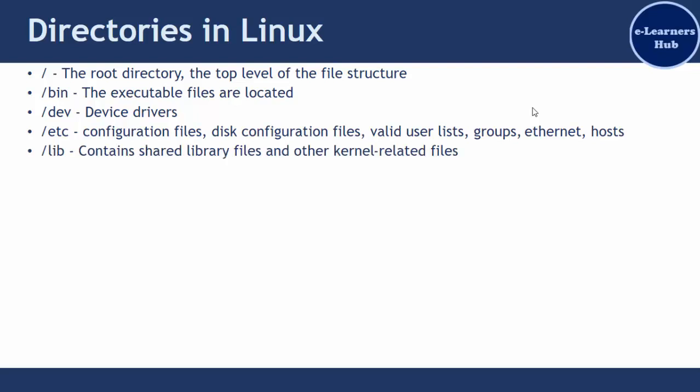Then we have the lib directory. It holds all the library files that are used by various applications and processes. The library files play a very important role in making the system calls related to the kernel, so all the kernel-related library files are stored here. Then the boot directory contains the booting information about the system. How the system will boot and start, all the files related to booting of the system are stored in the boot directory.